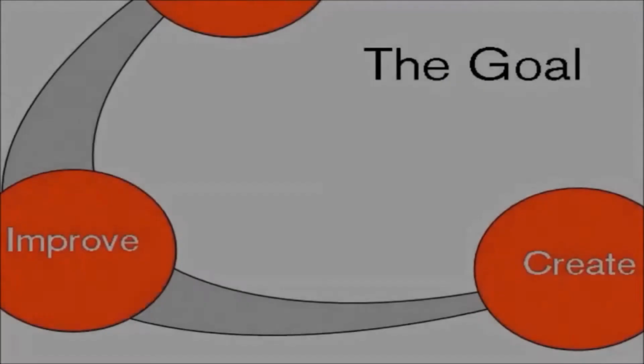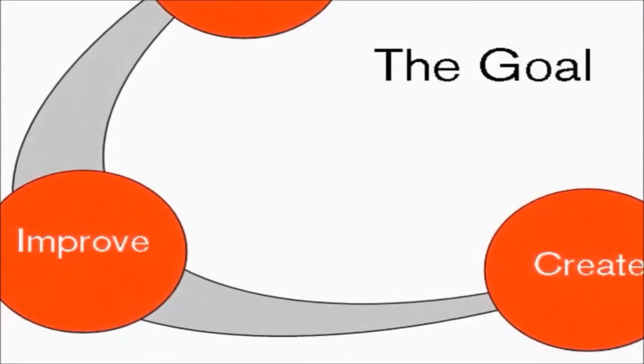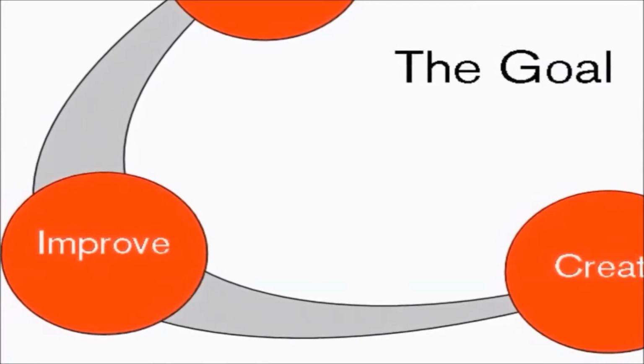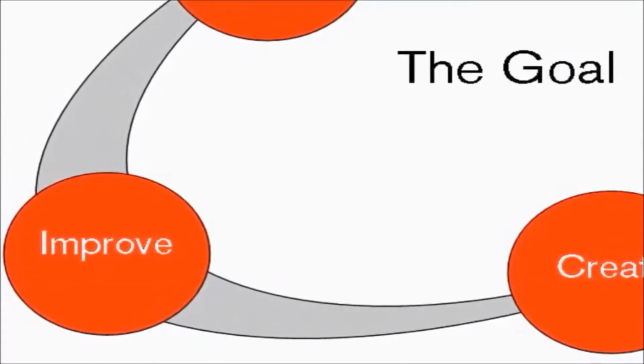The last step in the design cycle is improve. We identified the problems and fixed them. Now all we have left to do is go through the cycle again and finalize our project.